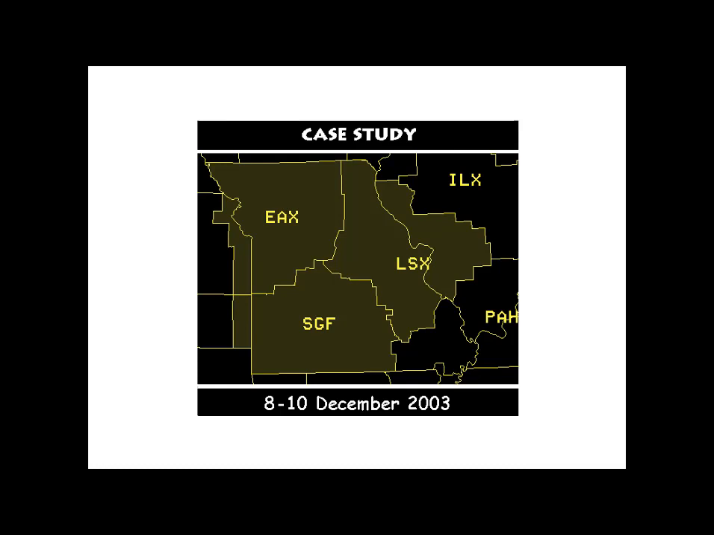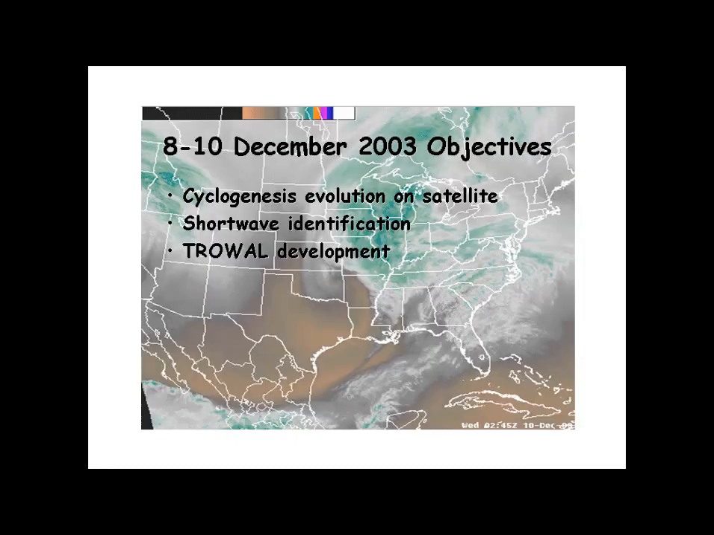And now we're going to be moving off to the central portions of the United States for a case that took place between the 8th and 10th of December 2003, particularly in the Missouri area. The objectives for this case will include cyclogenesis evolution on satellite, what type of cyclogenesis is occurring, looking for shortwaves, and we're going to be looking for the development of the trowel, which was talked about earlier in this session.